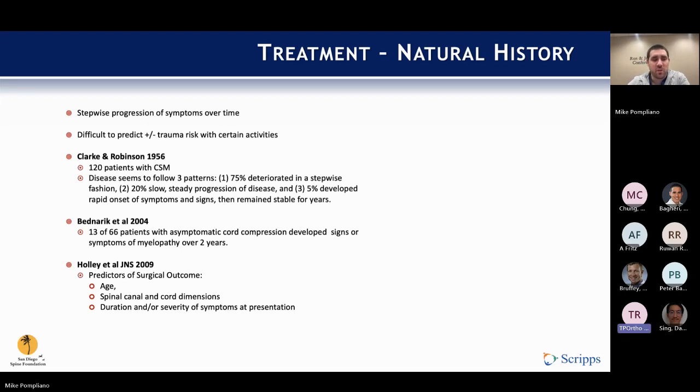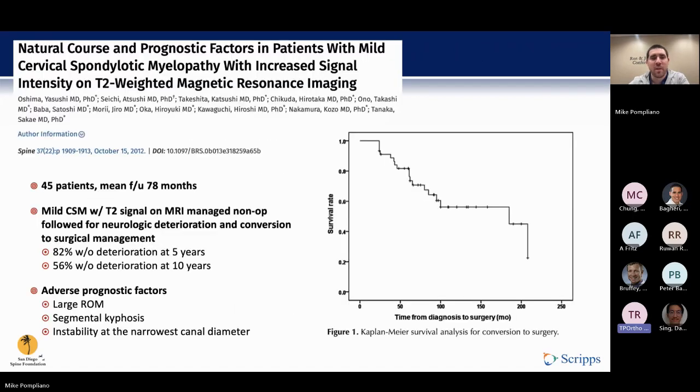There's a study that saw 13 of 66 patients with asymptomatic cord compression develop signs or symptoms of myelopathy over 2 years, which is consistent with the previous statements, but also 13 of 66 is a relatively small number. And then they found predictors of surgical outcome being age, spinal canal and cord dimensions, and then duration and severity of symptoms at presentation, which I think matches a lot of other findings we see in spine.